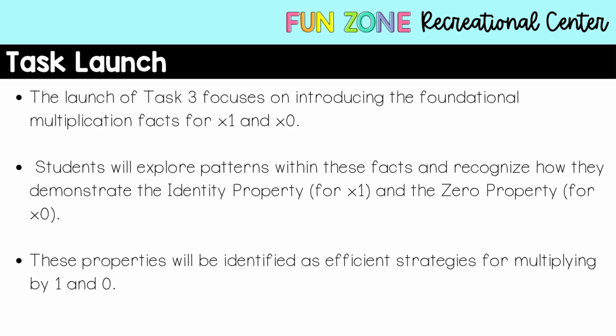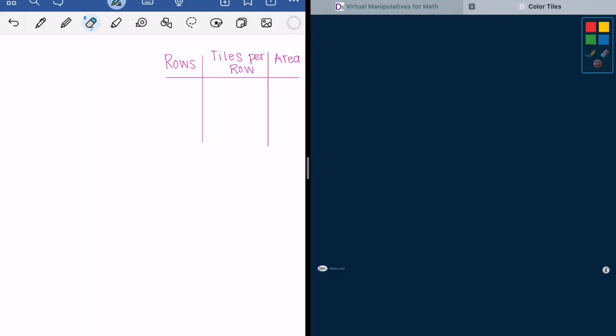The task launch of Task 3 focuses on introducing the foundational multiplication facts for 1 and 0. Students will explore patterns within these facts and recognize how they demonstrate the identity property and the zero property. These properties will be identified as efficient strategies for multiplying by 1 and 0. Here's an example of how you can facilitate this.